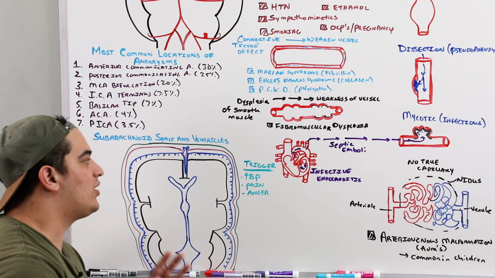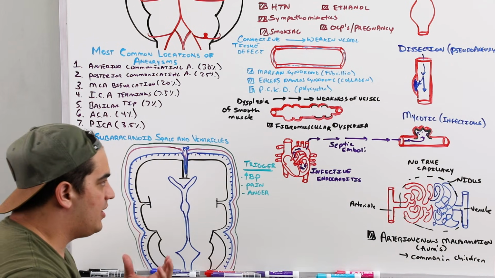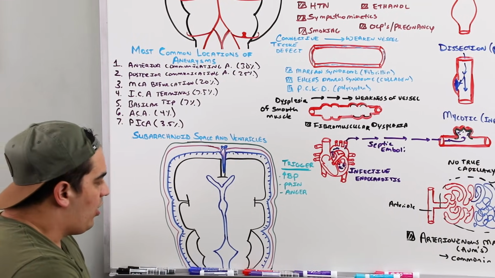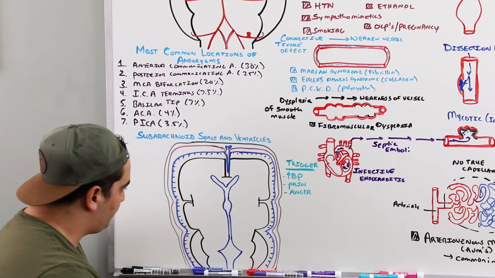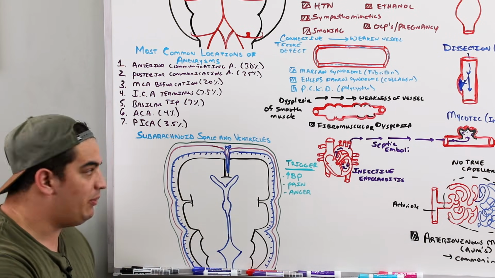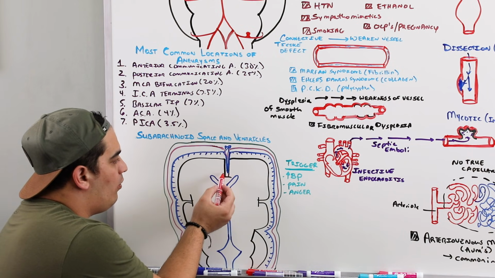The last thing that I want to talk about is going to be discussing a little bit more of the clinical features and the treatment. So when we talk about subarachnoid hemorrhage, where is the subarachnoid space where the blood accumulates? Well, if you guys remember, what is this part here?